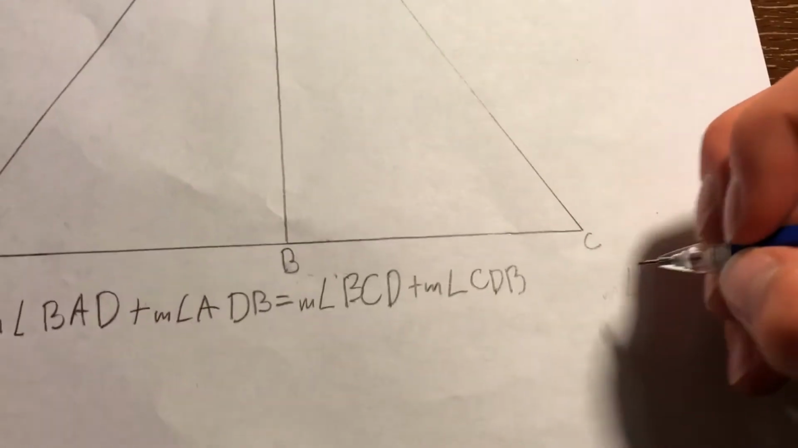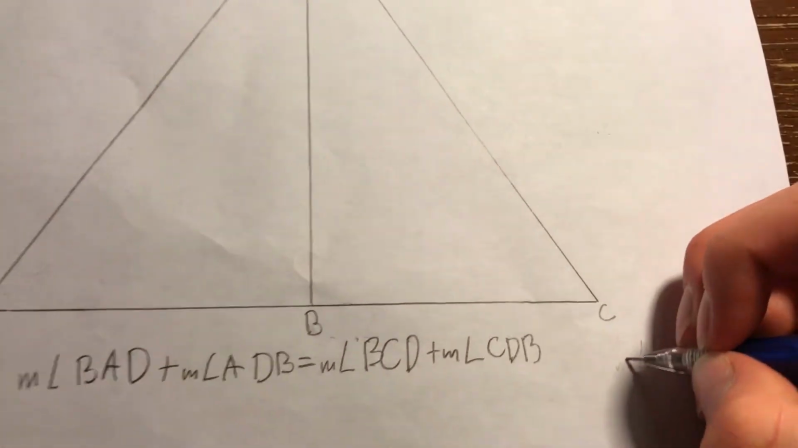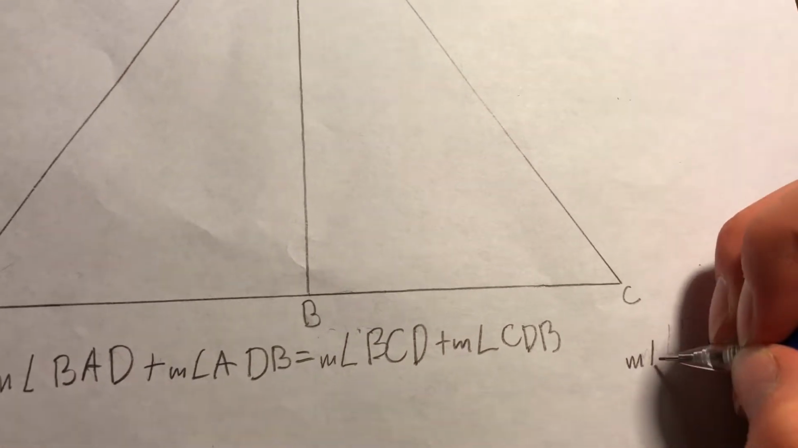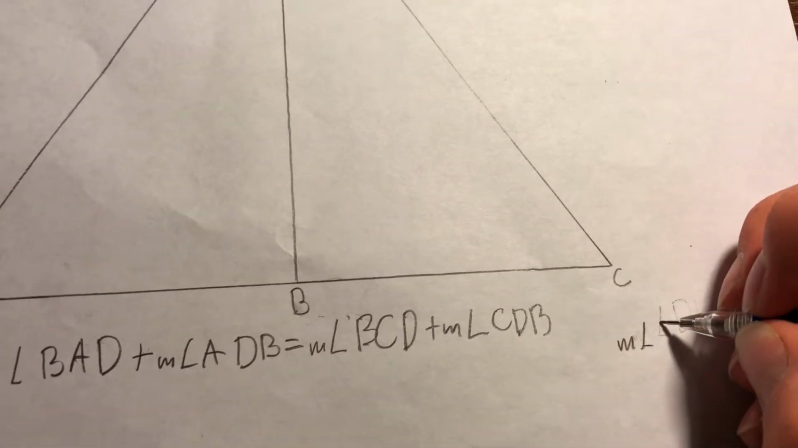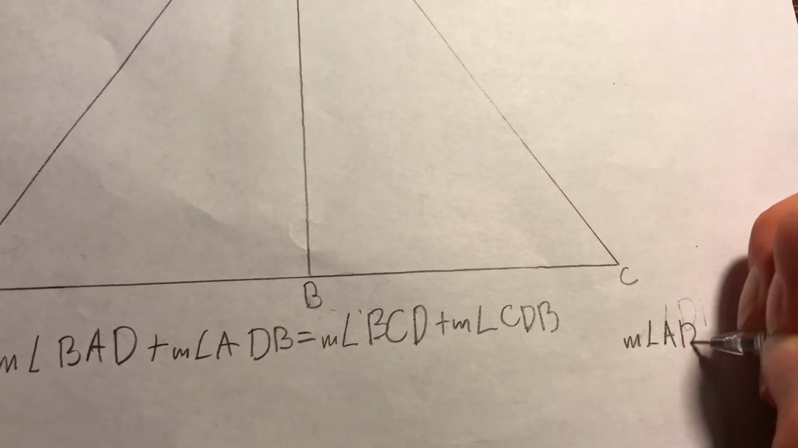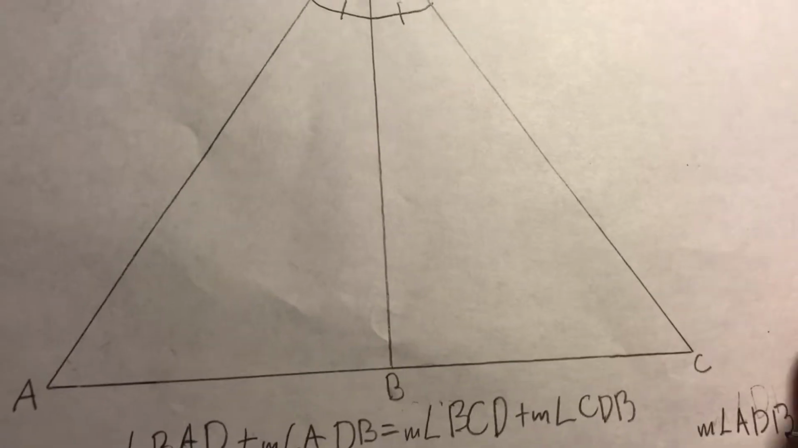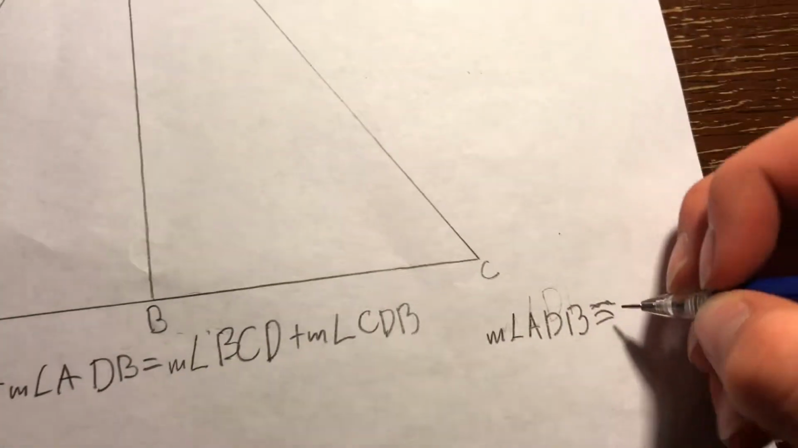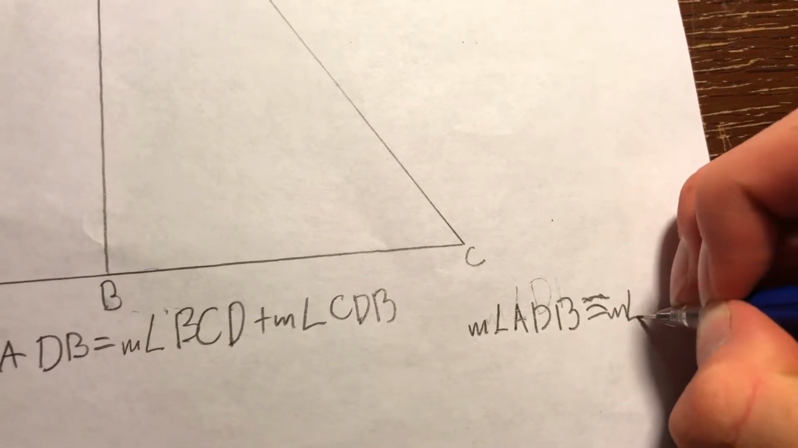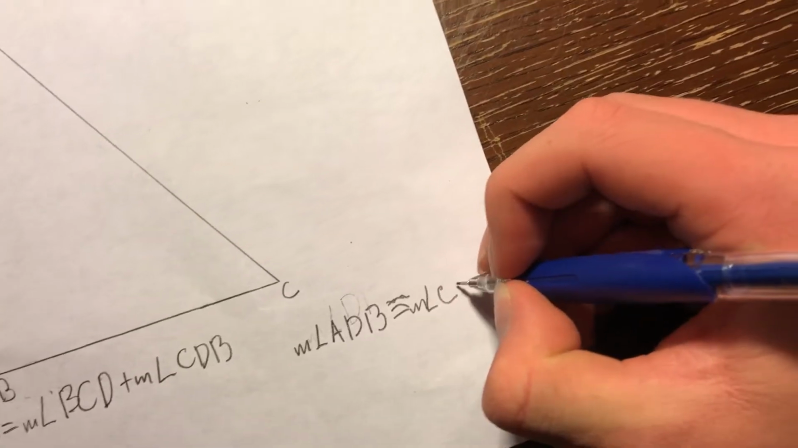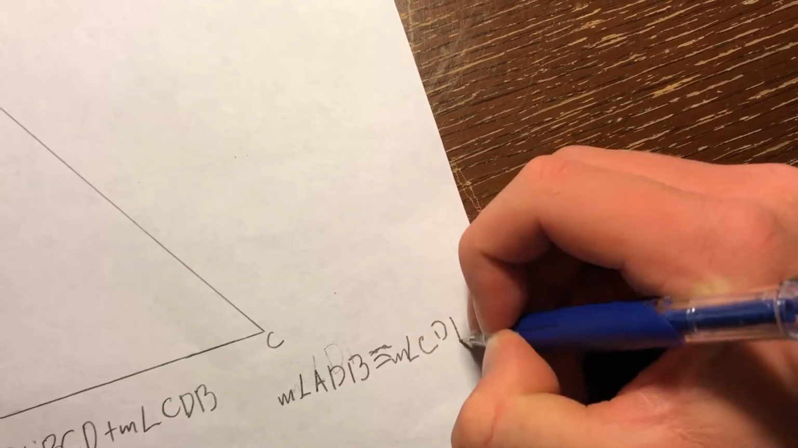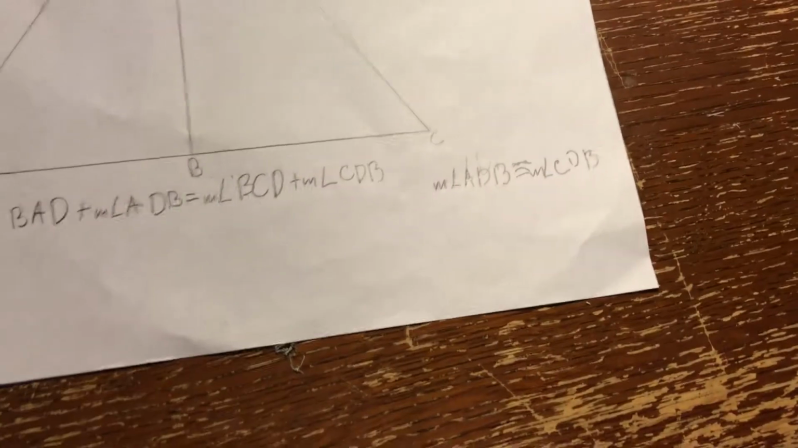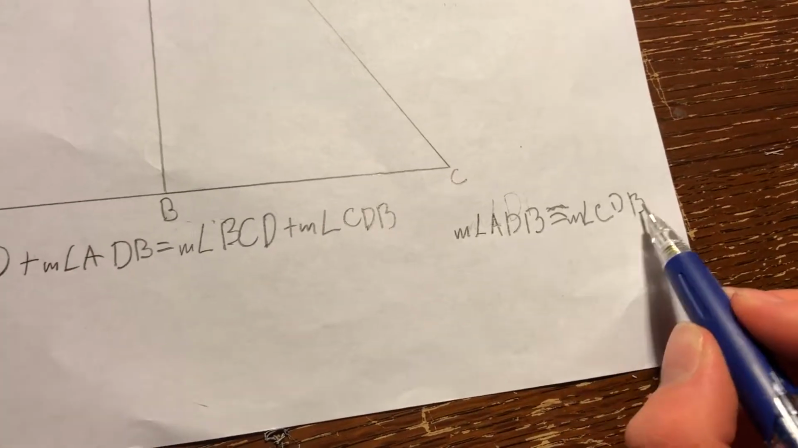So if we just write over here, the measure of angle ADB is congruent, that's a congruent sign right there, to the measure of angle CDB. The paper's moving, but yeah, that's that CDB right there. I'm going to make that D a bit better.